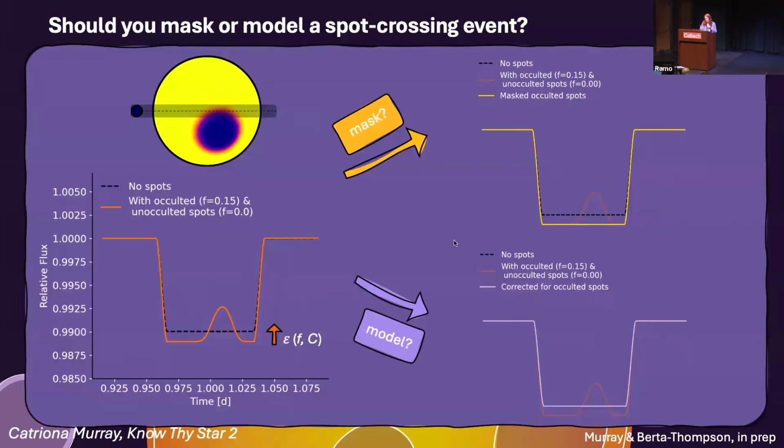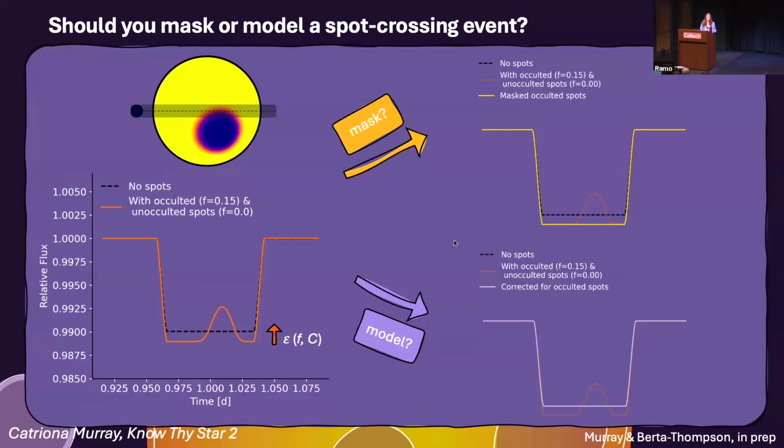So I think this opens this question about whether we should be masking or modeling spot crossing events in our light curve. I see both approaches in the literature, and don't come for me, I think they're both valid. I just think they have assumptions. And so if you have a spot on your star, you're going to have some contaminated depth due to the transit light source effect that we know about. If you mask that spot crossing event, you're just going to recover that contaminated depth.